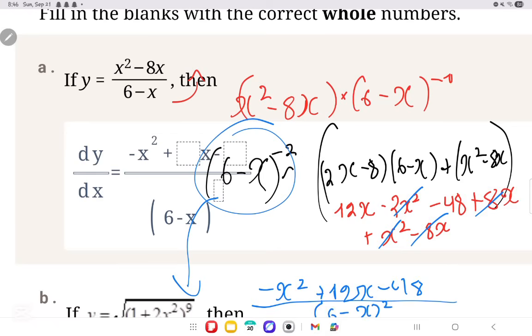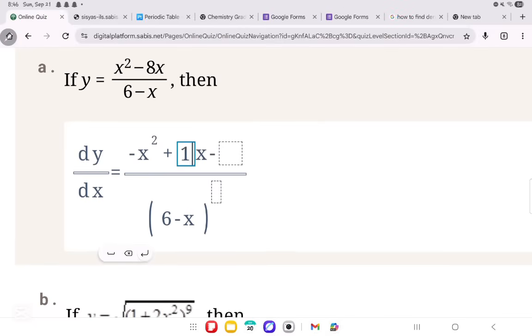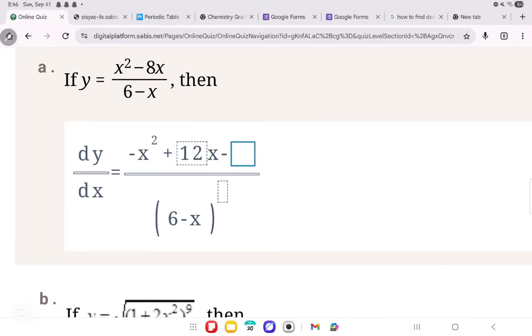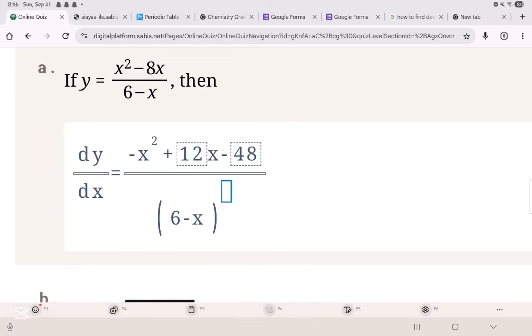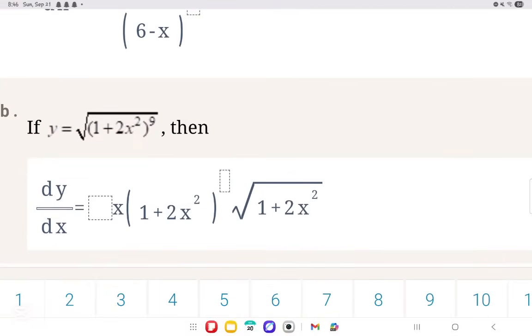So either of these ways work. Whichever way you do, you're going to get the correct answer, as long as you know how to solve. Perfect.